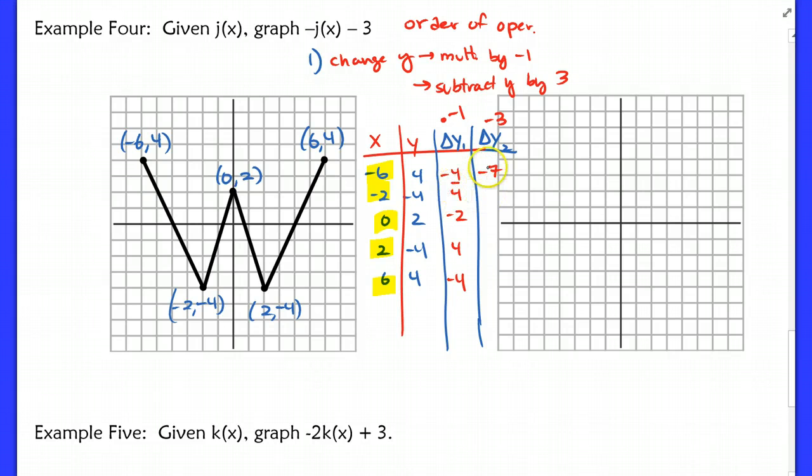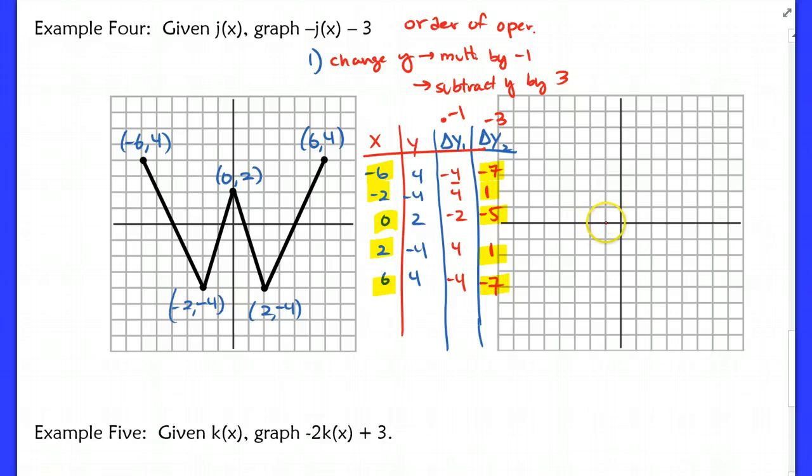I subtract now this next term, 4 minus 3 gives me 1. Negative 2 minus 3 gives me negative 5. And 4 minus 3 gives me 1. Negative 4 minus 3 gives me negative 7. So after I've applied that second translation, these represent the coordinates that I'm now going to graph.